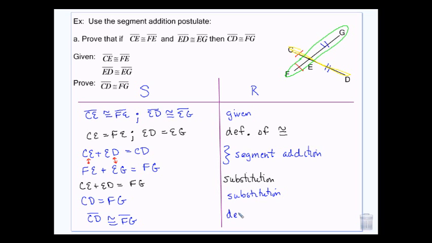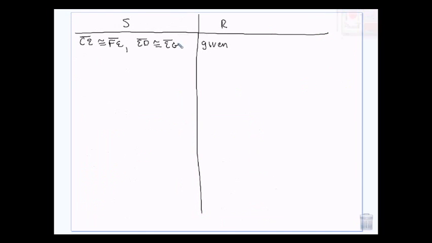And that's the definition of congruent. And that's what I was trying to prove. Now to get to this, the first bit will be the same. So, definition of congruent.